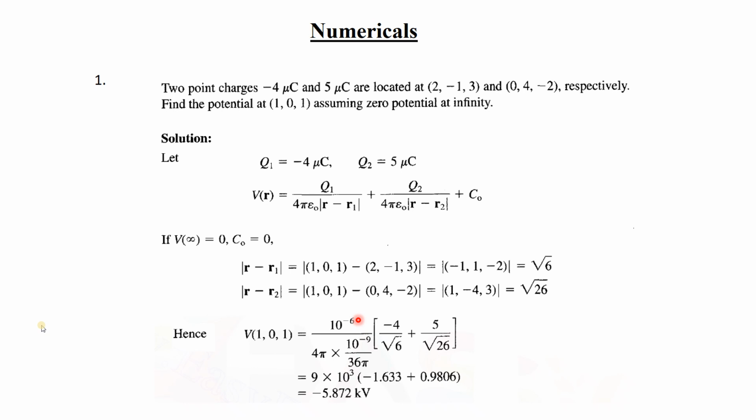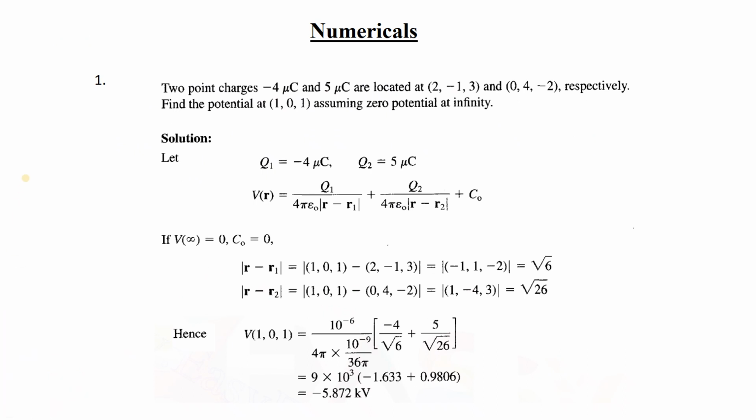That means the coordinates are given in the Cartesian coordinate system. So there are two point charges. Now you have to find the potential at the point (1, 0, 1) due to the effect of these two point charges.